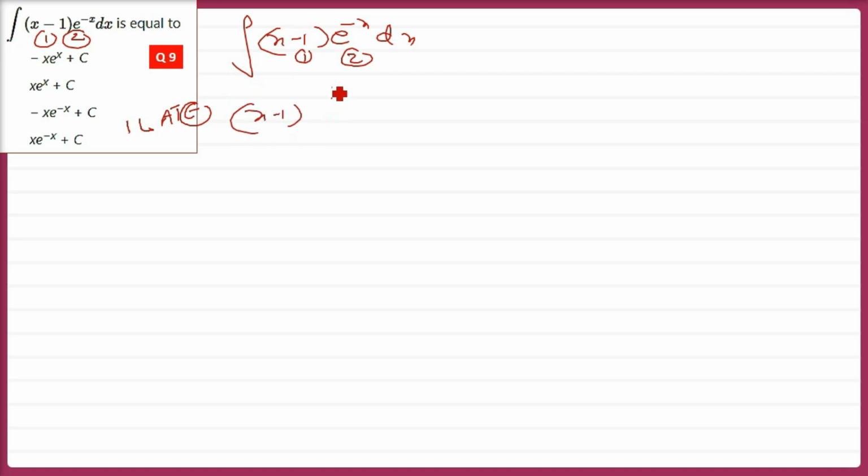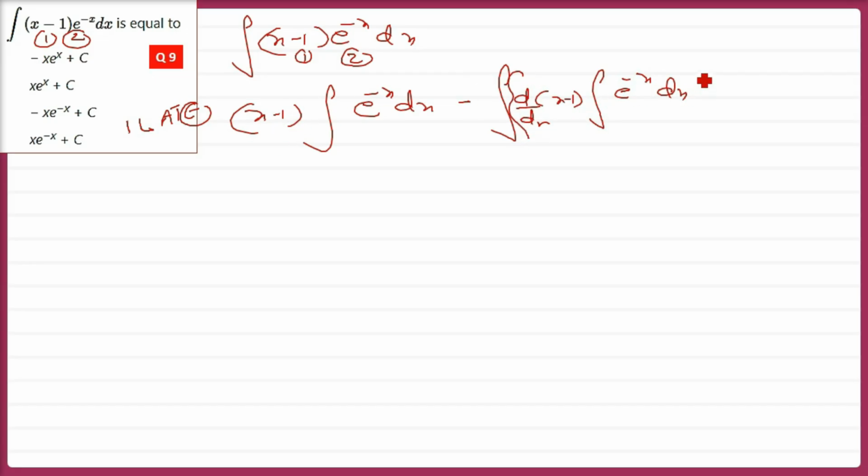So x minus 1 will come in front, integration of e raised minus x dx, minus integration of the differentiation of x minus 1 multiplied with the integration of e raised minus x, and then integration will be done again. You know that formula already. So we have x minus 1 here, e raised minus x. Integration of e raised minus x is e raised minus x, but minus x will be differentiated, negative 1 will come, that will go in the denominator. You can always keep it in the numerator also. d by dx of x minus 1 is 1.